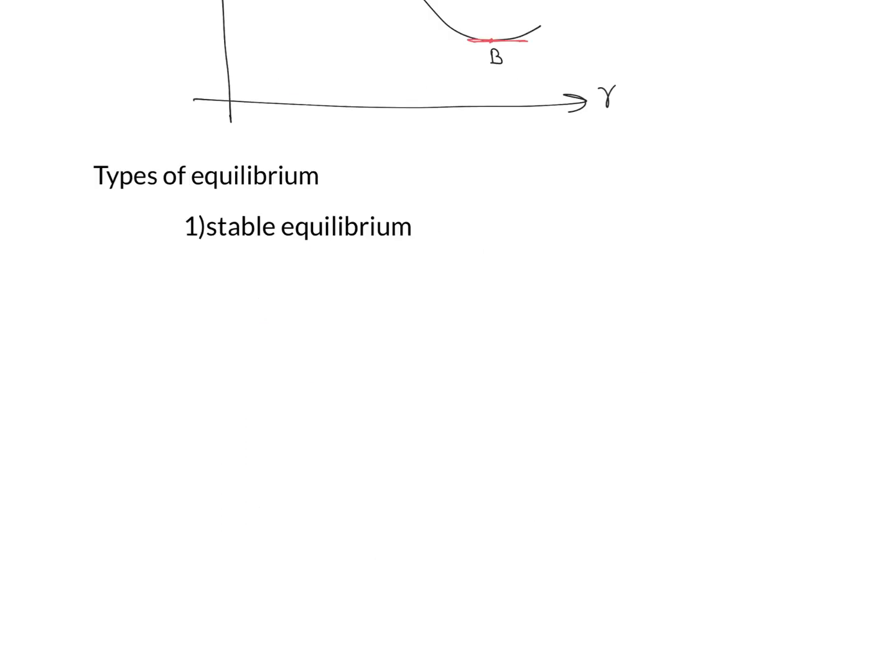Now we'll discuss different types of equilibrium. The first one is stable equilibrium. The meaning of stable equilibrium is that the first condition is the net force should be equal to 0, and if a particle is displaced from its equilibrium position, then the restoring forces will take the particle back to the equilibrium position. That type of equilibrium we call a stable equilibrium.